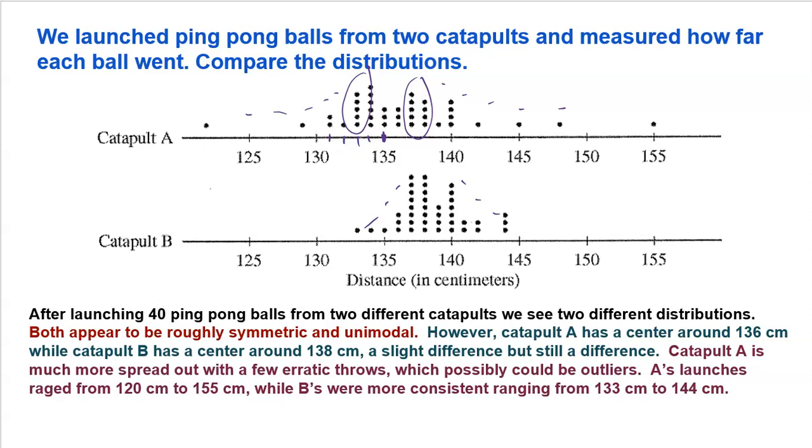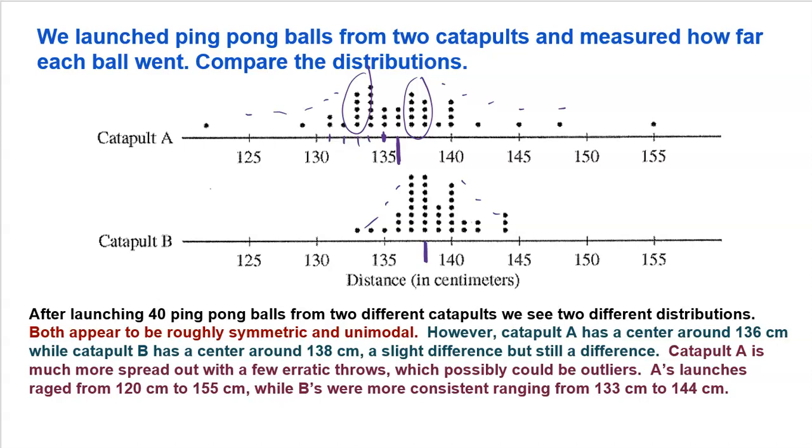Now I talked about their centers. I said catapult A has a center right around 136 centimeters, while catapult B has a center a little bit higher, not much, but a little bit higher, around 138. Again, you're trying to find that balancing point. If you just eyeball the data, the catapult B distances are all a little bit shifted to the right. Not by much, but a little bit. So their center was a little bit higher, around 138 centimeters.